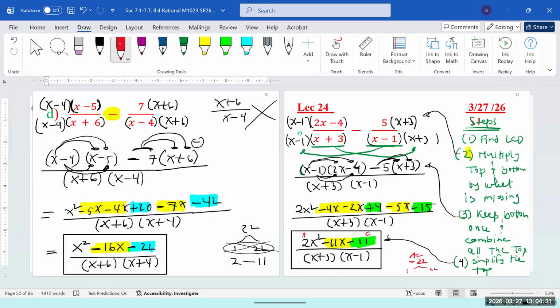So 1 and 22, will they work? No. And what are the other two factors? 2 times 11. How much is 2 plus 11? And 2 minus 11. But we are looking for how much? 11. So is it factorable? So we stop. This is our only answer.